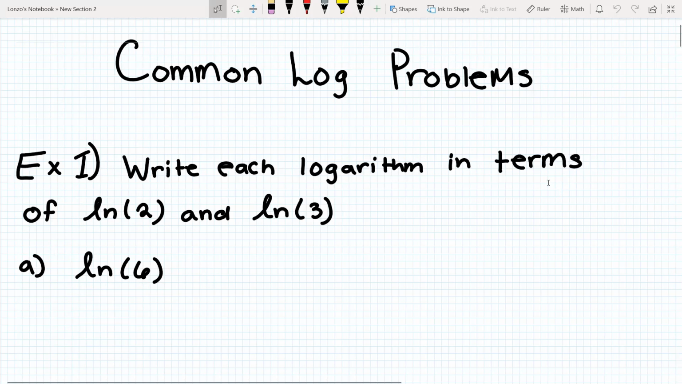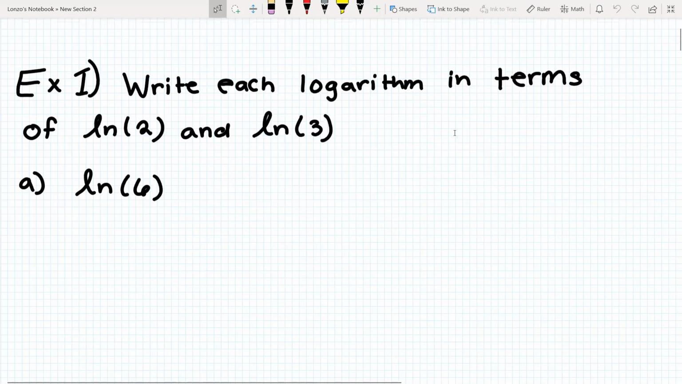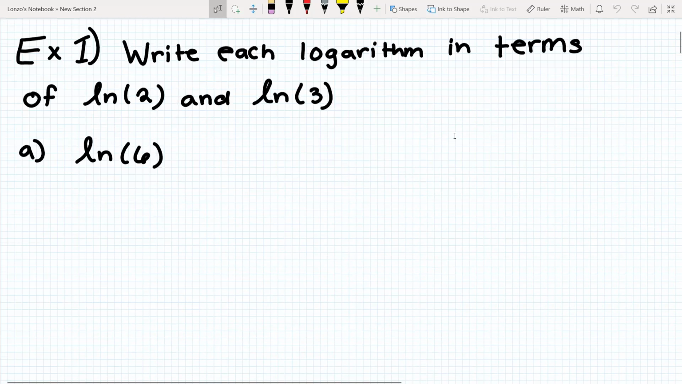Okay, so let's start with example one. It says write each logarithm in terms of ln of 2 and ln of 3. So they only want it in terms of ln of 2 and ln of 3, nothing else. So in part A, we have ln of 6. How can I rewrite that as natural log of 2 and natural log of 3?